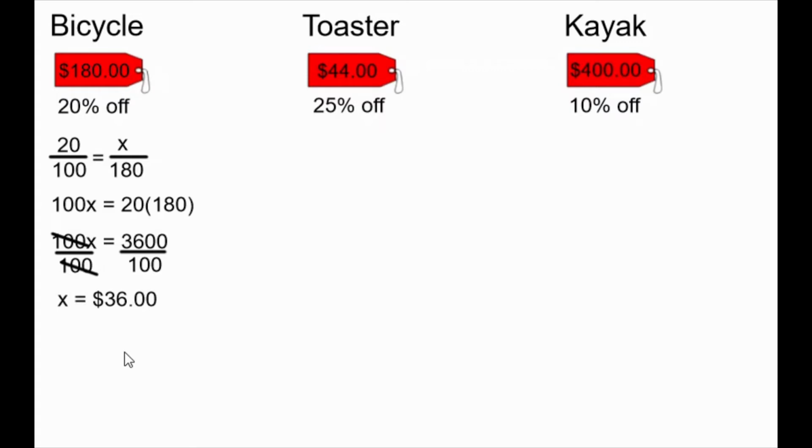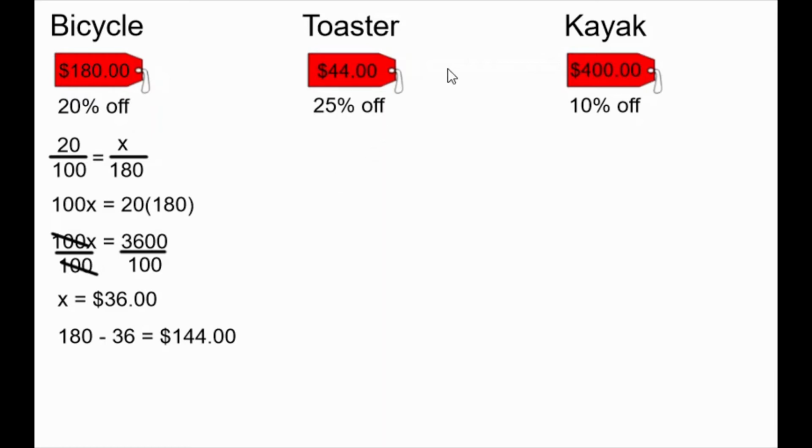We have one last step to do, which is to subtract. What numbers do we have to subtract here? We take the original price, the 180, and we subtract the $36 discount we calculated. And we get our final sale price, which is $144.